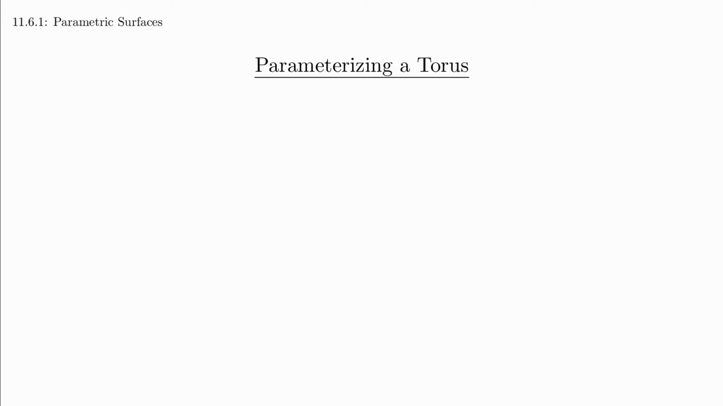We want to talk through the process of creating a parameterized surface. An instructive example is the torus. A torus is basically a donut-shaped region. How can we describe this shape using parametric equations? We first have to carefully define the shape.